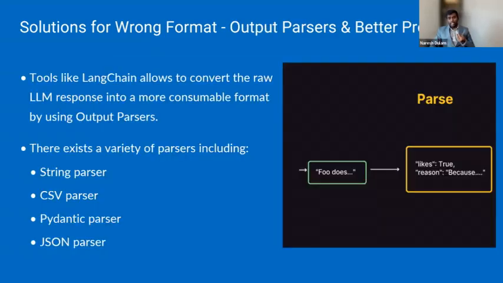The other solution is that there are a lot of frameworks like LangChain and LlamaIndex. They give a lot of parsers out of the box to parse the raw LLM response and generate the content in a way that is consumable for downstream consumers.